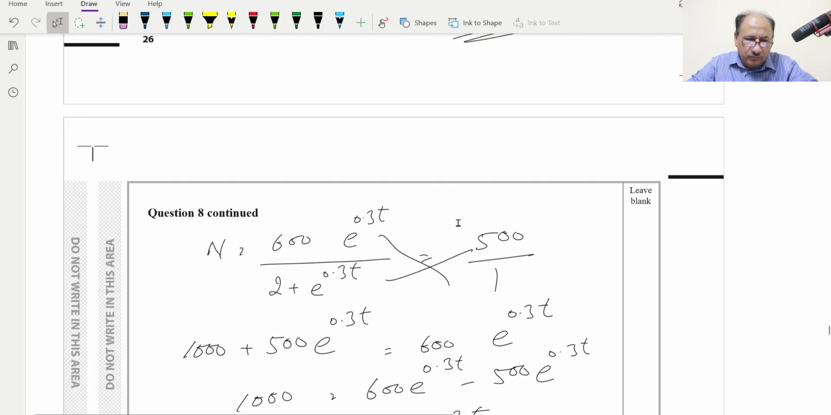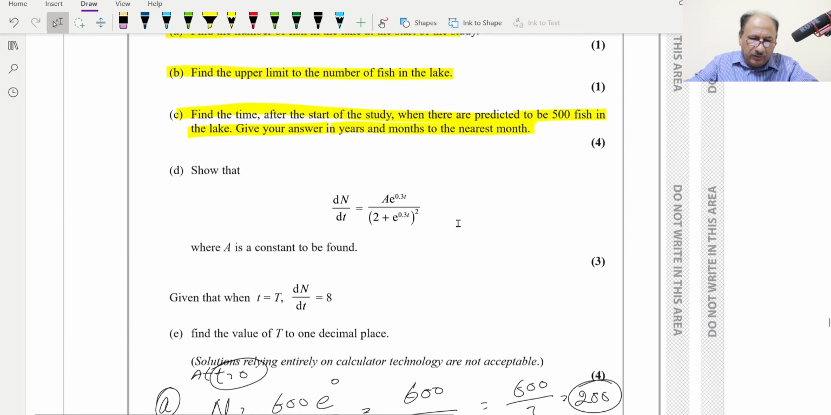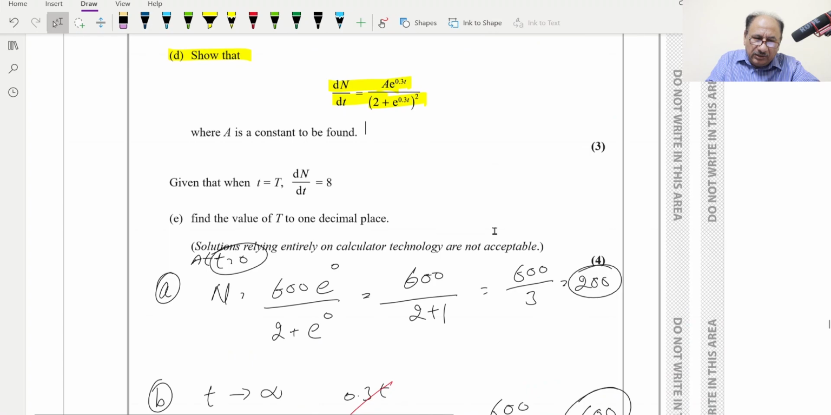Now we can move to the D part, and the D part says show that dN over dt is equal to this expression, where a is a constant to be found. Given that t is equal to capital T, this is basically the E part. We will do this later. First we will finish with the derivative, which is the D part.